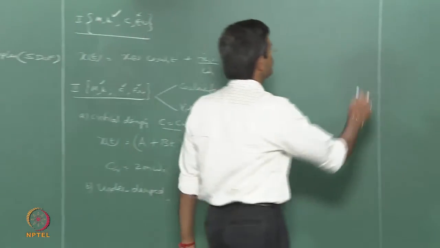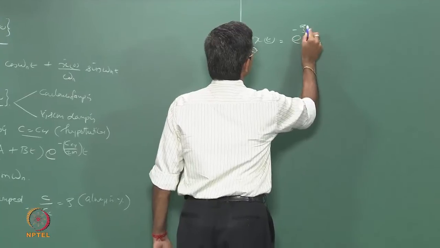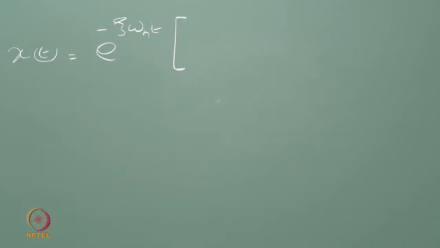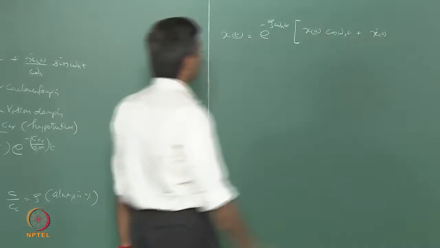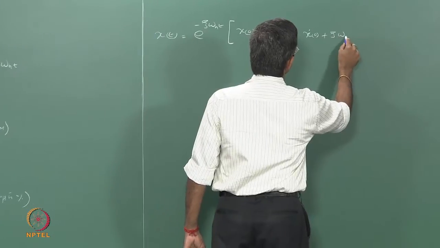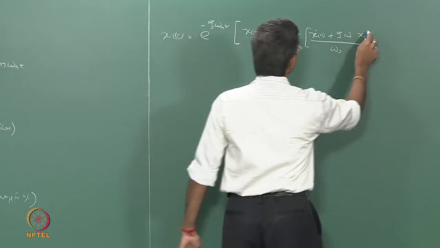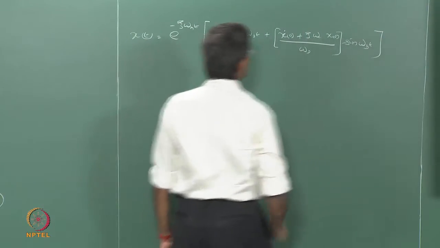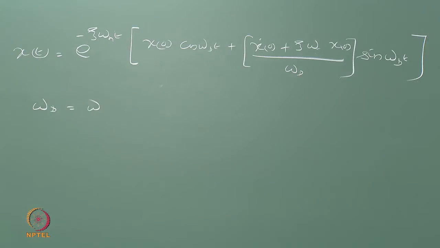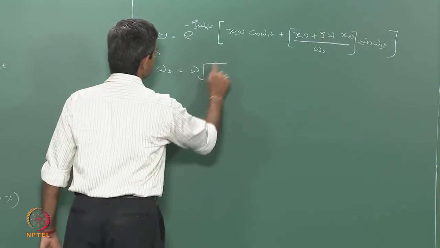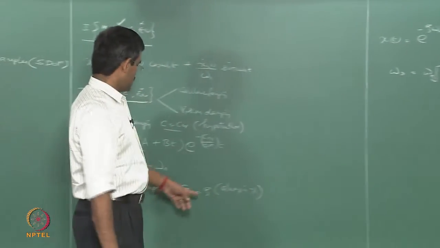So, x of t was given by e to the power of minus zeta omega n t times x0 cos omega d t plus the sine term, where omega d is called the damped vibration frequency, which is a function of zeta: omega n times root of 1 minus zeta square, where zeta is the damping ratio.